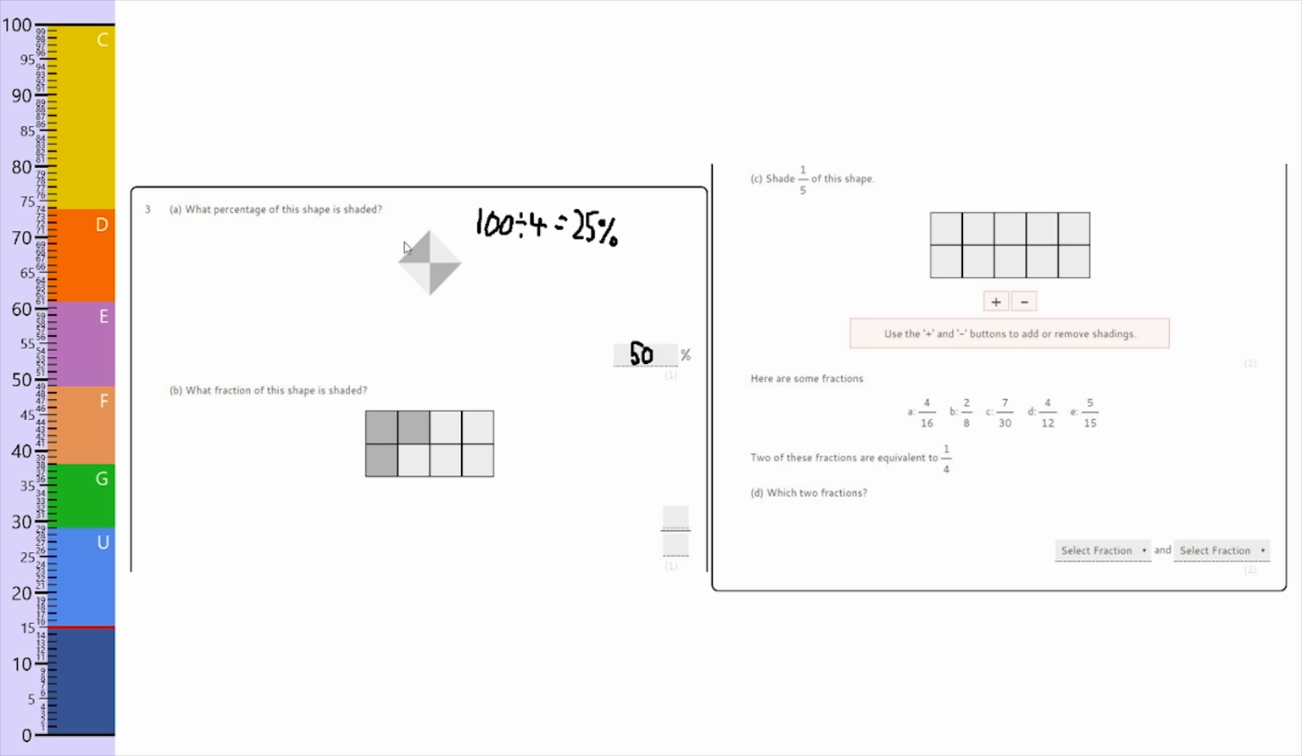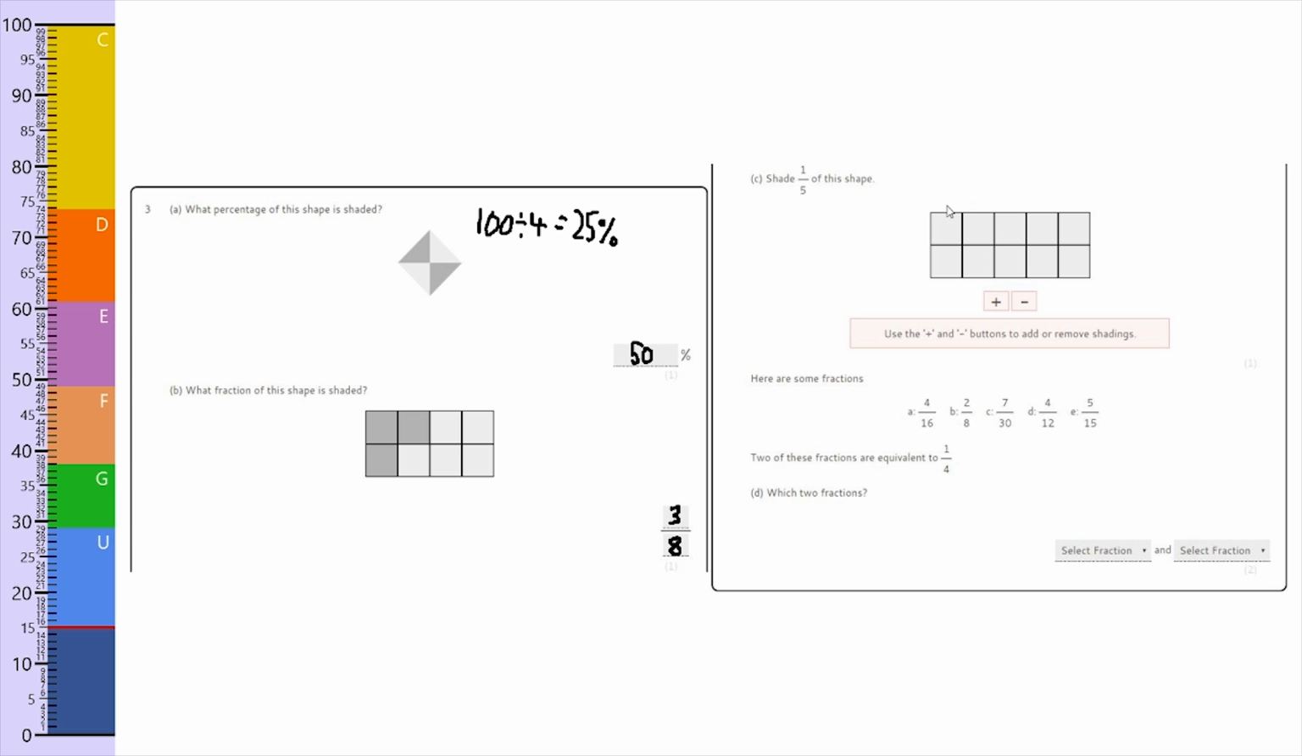Different way of working it out would be the fact that half of them are shaded, so half as a percentage is just 50%. What fraction of this shape is shaded? Well, you've got to work out how many squares there are altogether, and there are 8 altogether, so that becomes our denominator of the fraction. And how many are shaded? 1, 2, 3. So it becomes 3 over 8.